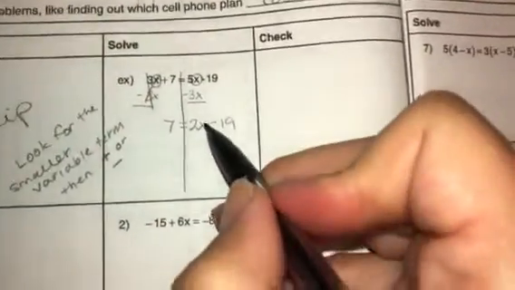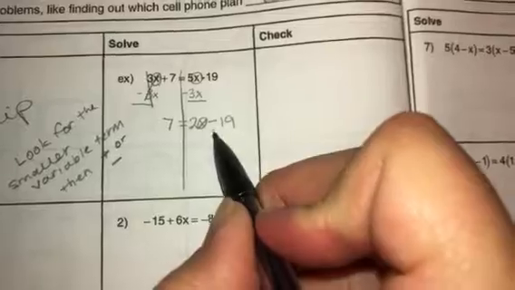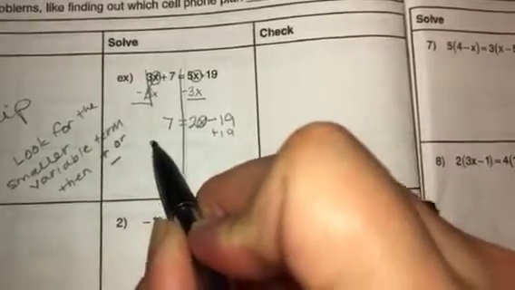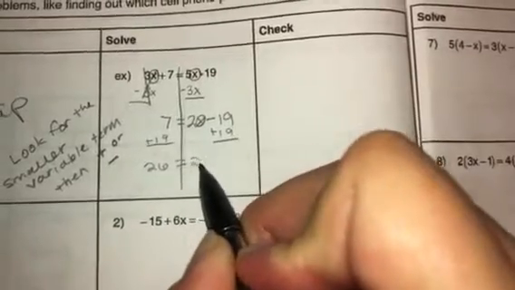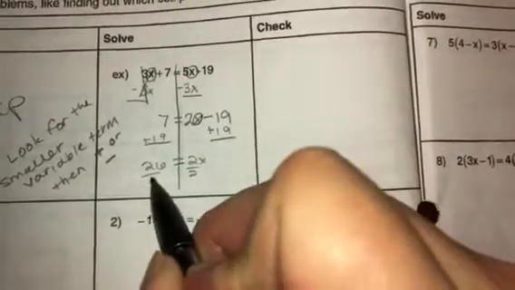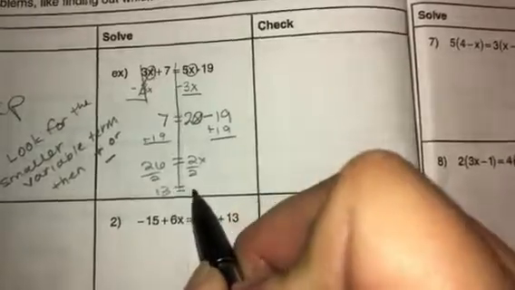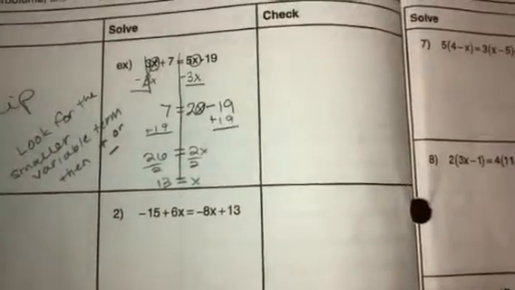And then we just solve as before, circle the variable. The rest of this should be pretty simple. We're going to add 19 to both sides. So that gives us 26 equals 2x. We divide by 2, and we get 13 is equal to x, or x equals 13.